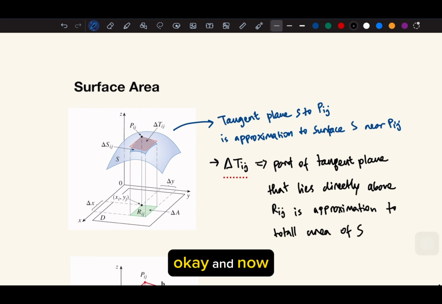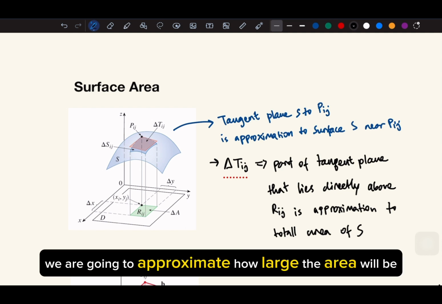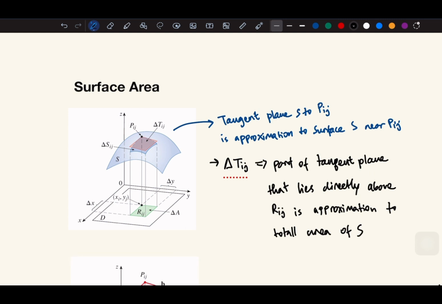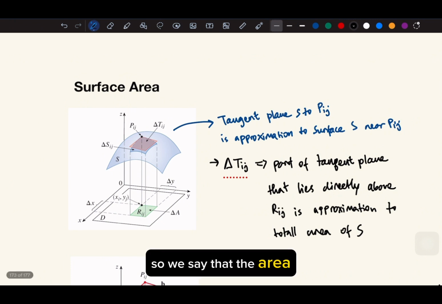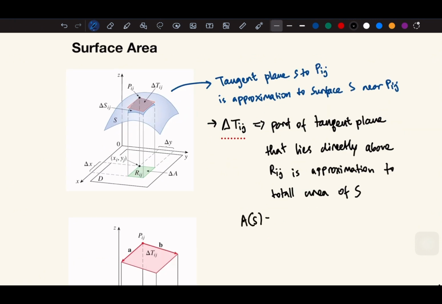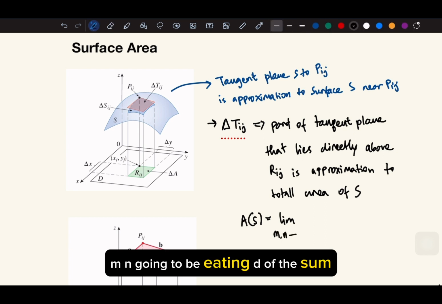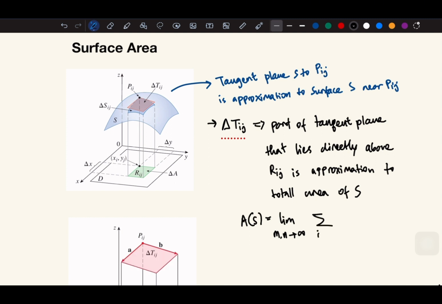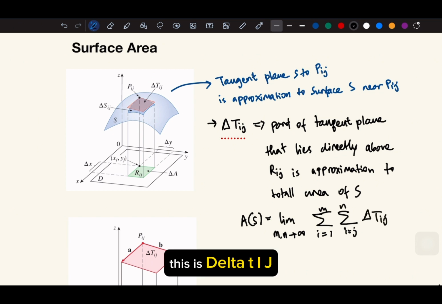And now, from the delta T, we are going to approximate how large the area will be. So we say that the area will be the limit as m, n go to infinity of the sum of delta T_ij.